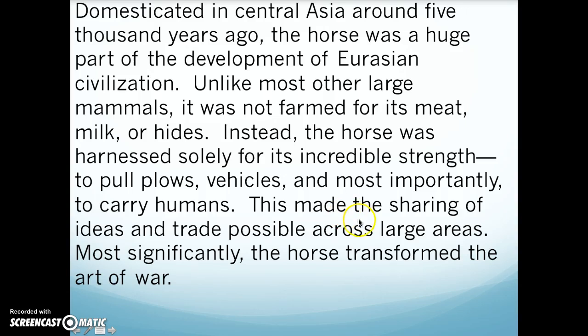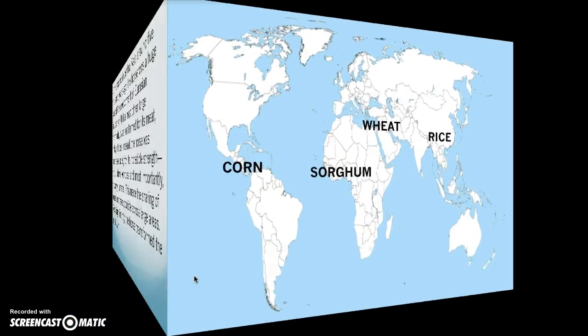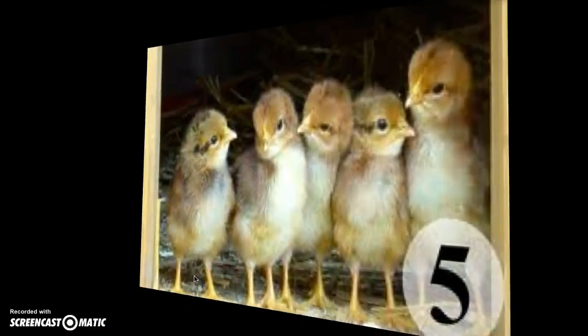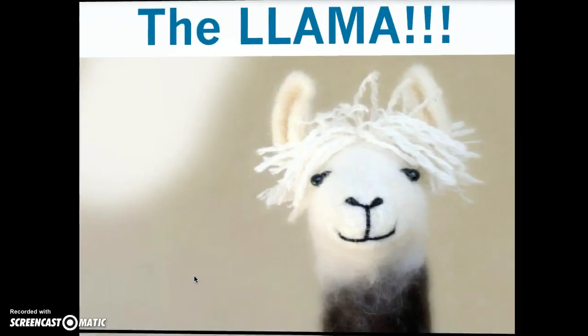That made the idea of sharing information much easier, and also war. So with horses, you had a better chance of winning if you were fighting against someone who didn't have a horse. Right. Horses are going to show up in Asia, kind of Central Asia. Moving along to number 5, not the chick, but the llama.